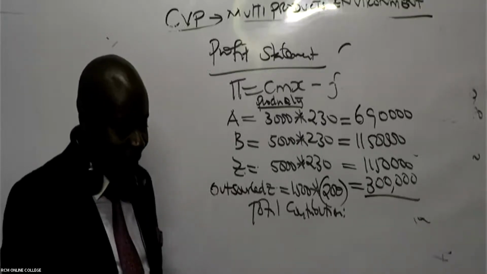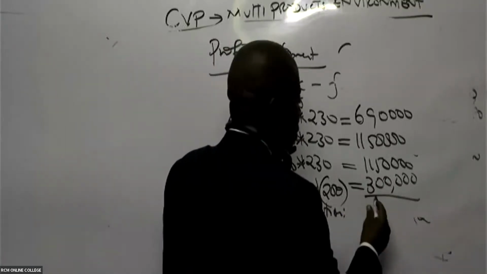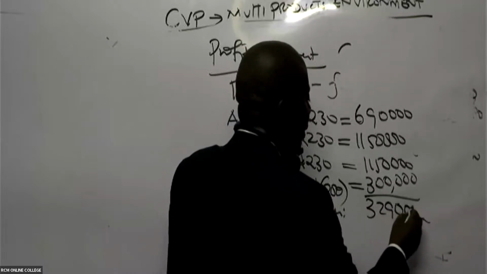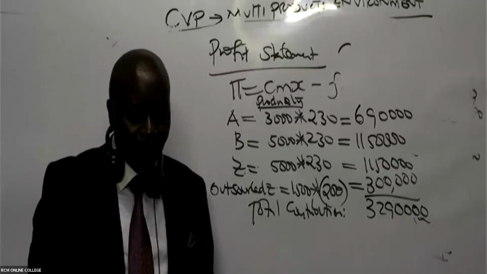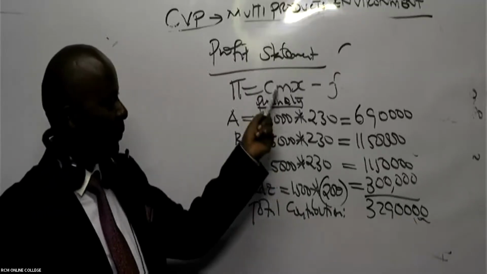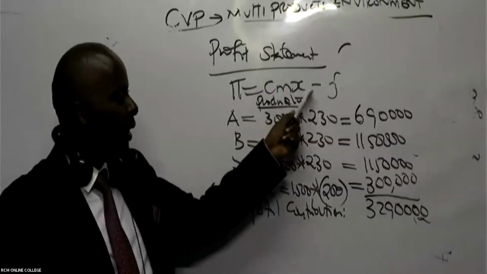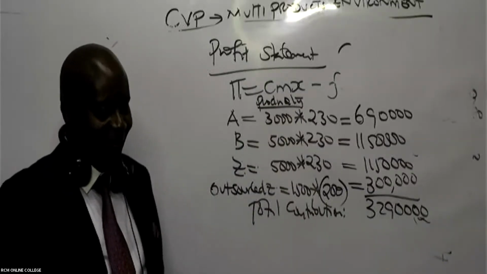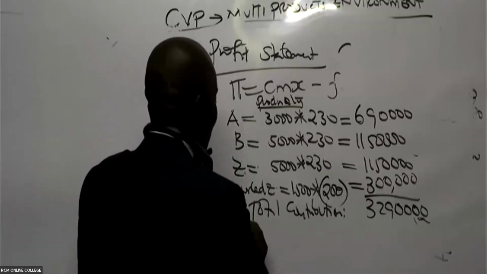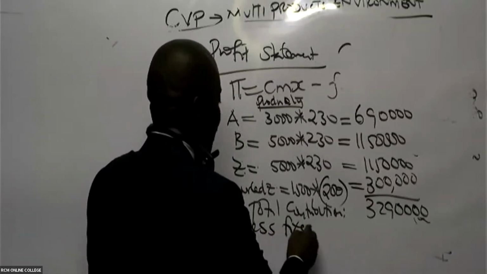That's 3,290,000. So having gotten this 3,290,000, what do you think we shall do in this case to make the profit? You know, whatever you've done is CMX. So you less fixed cost.